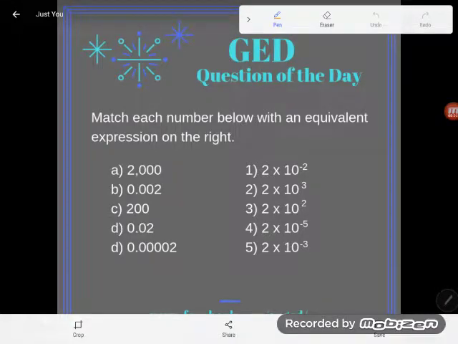Hey GED students, it's GED question of the day, and I am still hitting up those place value equivalent expressions. I really want to lay this foundation deep and strong so that you have a much easier time with so many other math concepts. So it says match each number below with an equivalent expression on the right.